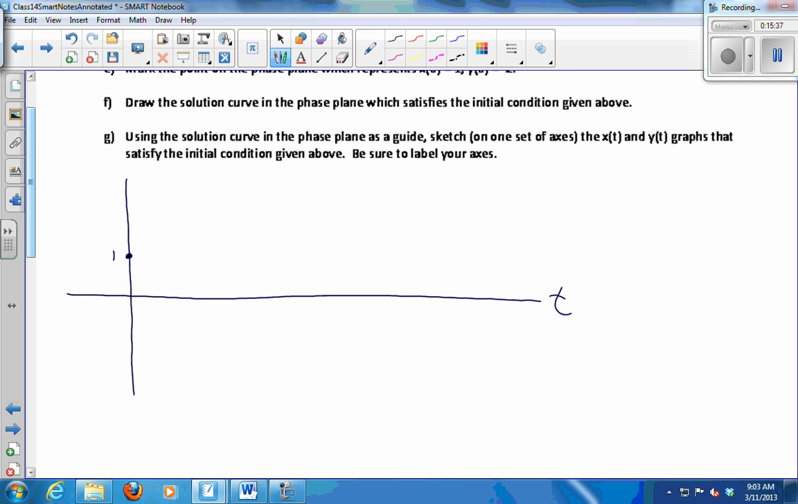Okay, so my x-coordinate gets smaller and smaller until it hits 0. Then it gets negative, right? Then it comes back to 0, and then it just gets bigger and bigger forever. So these are the two places where my x-coordinate is 0. This is the place where it hits its smallest value, and then it just gets bigger forever.